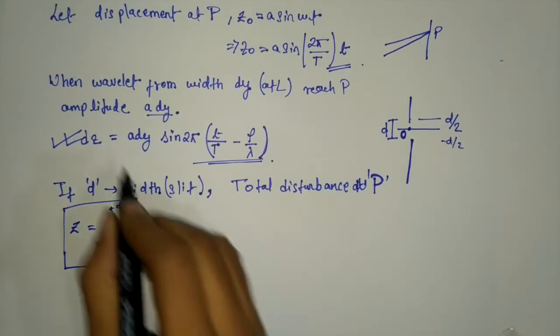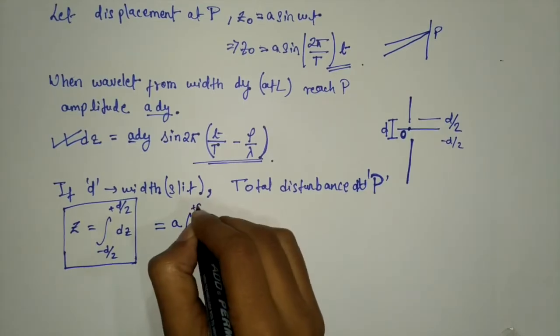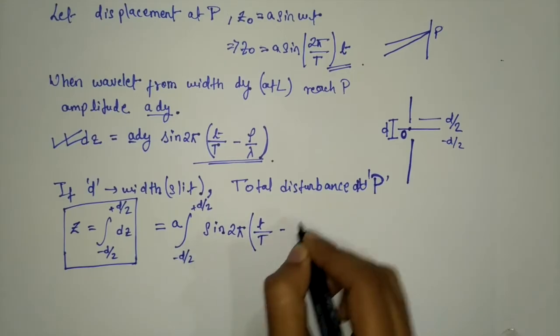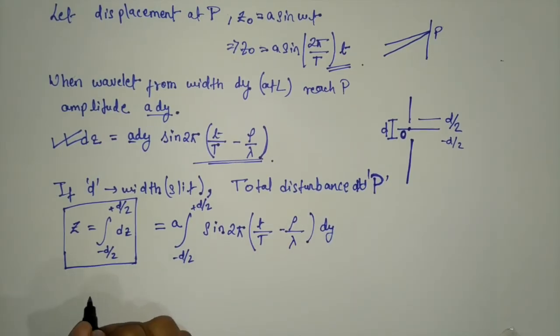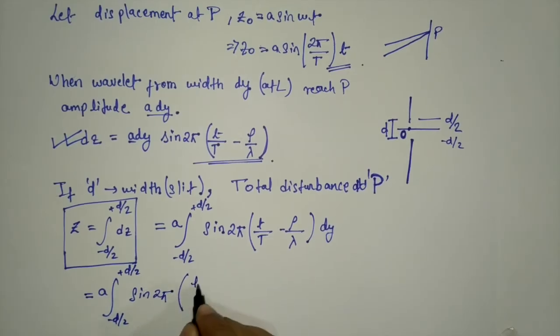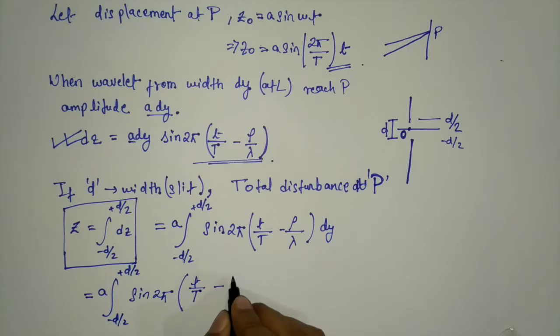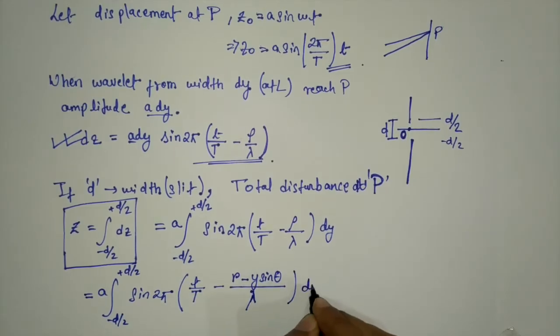Therefore, it will be equal to, here a is constant, we are taking out the integration from minus d by 2 to plus d by 2 of sine of 2 pi into small t by capital T minus rho by lambda dy, which will be equal to the integration from minus d by 2 to plus d by 2 of sine of 2 pi into small t by capital T minus, we are putting the value of rho here, that is r minus y sine theta, that we have already shown why it is y sine theta in the previous diagram, divided by lambda here for dy.